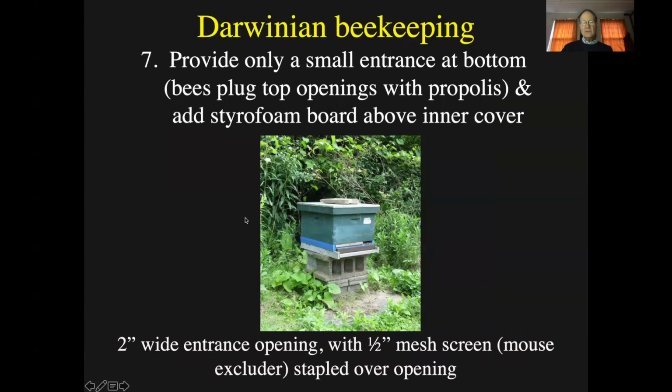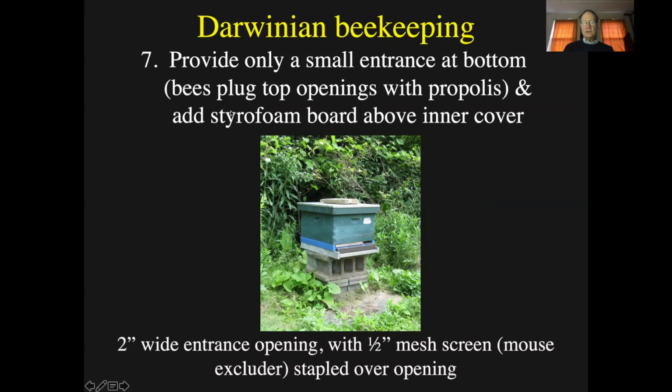And suggestion 7, provide only a small entrance at the bottom of the hive. And you might wonder, why is that? Well, we know that, first of all, the bees don't like a top entrance. Those of you that are beekeepers, all of you presumably, you know that the bees don't want a top entrance. In the fall, they're sealing off your inner cover, they're plugging top openings with propolis. So you don't want to give them a small entrance at the top, and that's for reasons of thermoregulation.